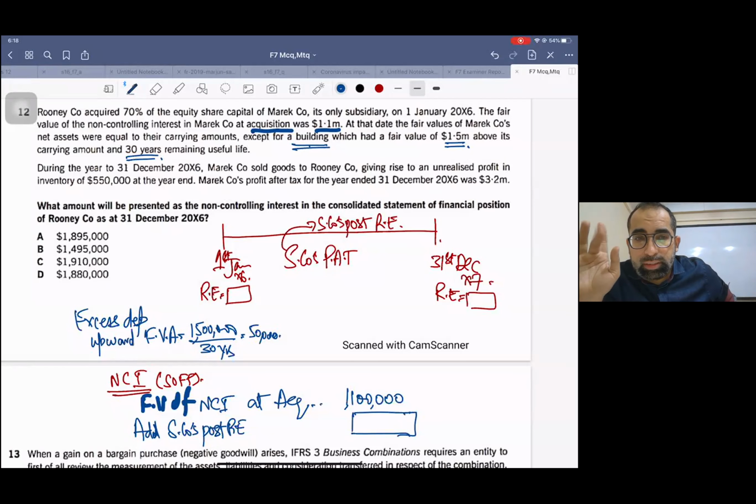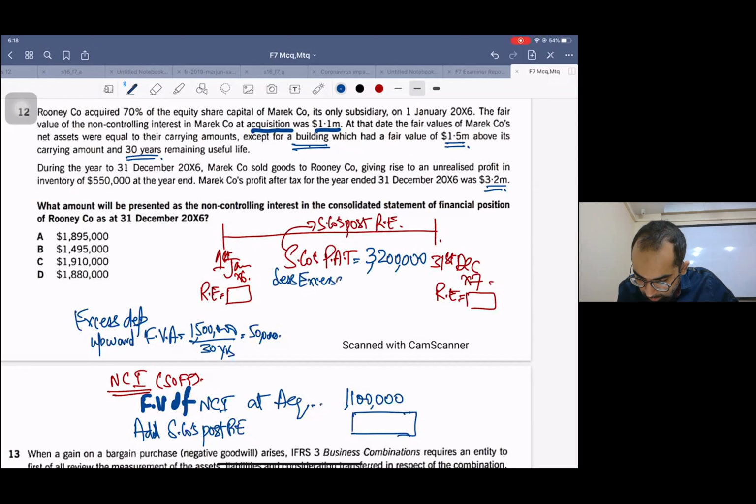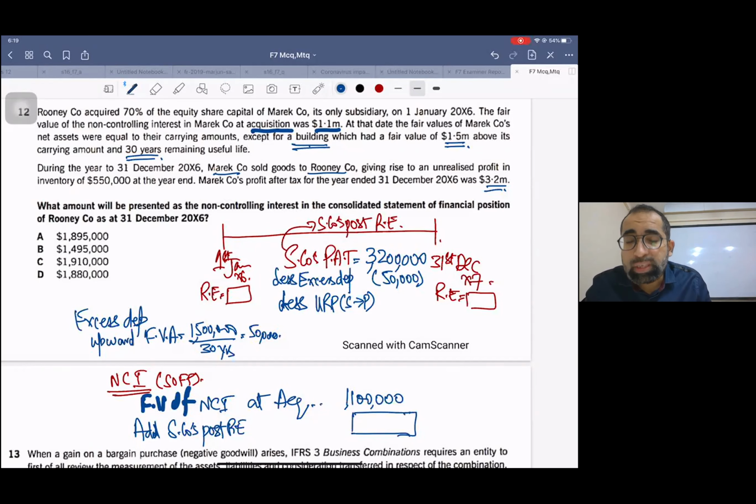Okay, boys and girls, now what is the S company's profit after tax? Can anybody tell me? This is 3.2 million. Let's start correcting it. Less excess depreciation, which is 50,000. One more thing: yes, there is some S2P sale, so you need to adjust the URP. You must have this much concept now. Exams are near. S2P sale URP always affects the NCI. During the year ended 31st December X6, Marek sold goods to Ronnie, an S2P sale, giving rise to a ready-made unrealized profit of 550. So this 550,000 URP will be deducted from this profit.